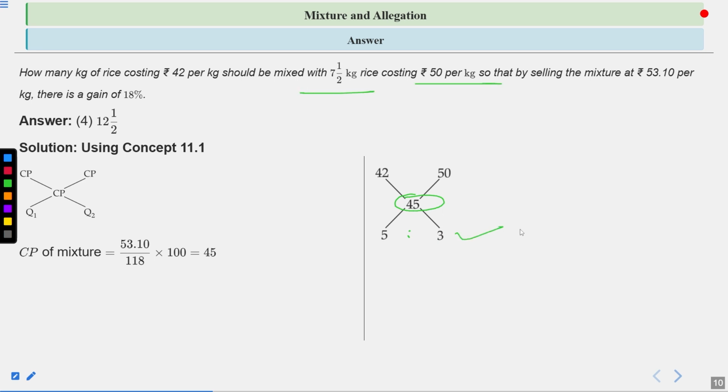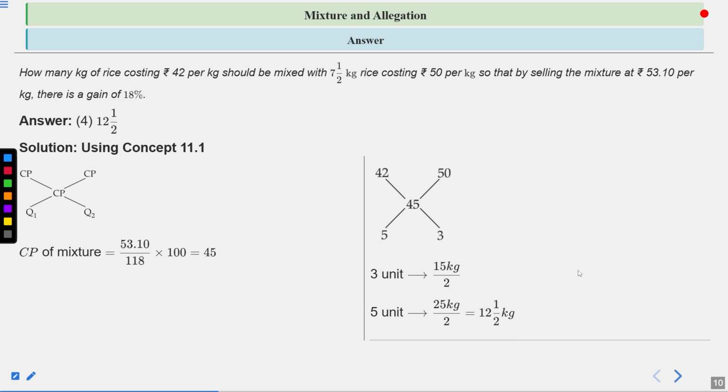This 3 unit is equal to 7.5 kg. So what will be the value of the 5 unit? We get our answer. 3 unit is equal to 15 by 2 kg. So what will be the value of the 5 unit? We just multiply it: 15 by 2 into 5 by 3, we get 12.5 kg. So the fourth one is the correct answer of this question. Next one.